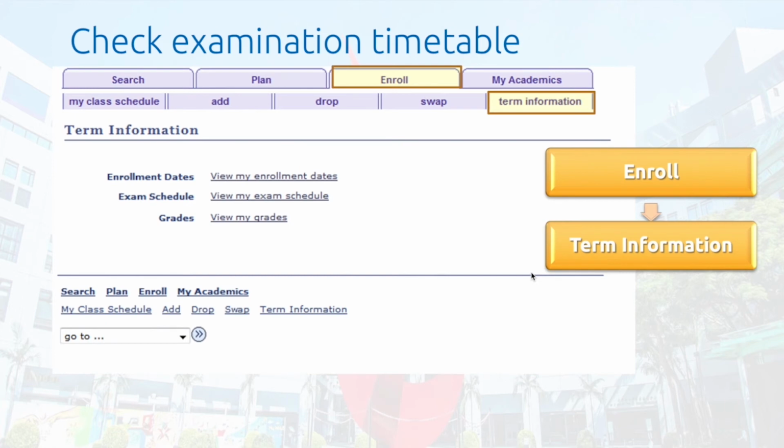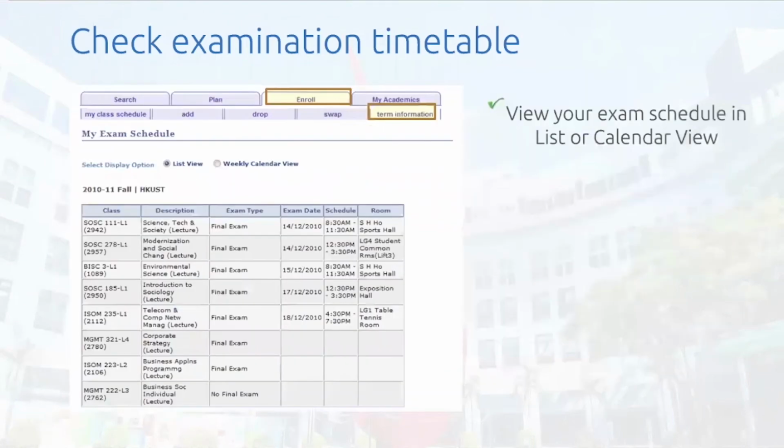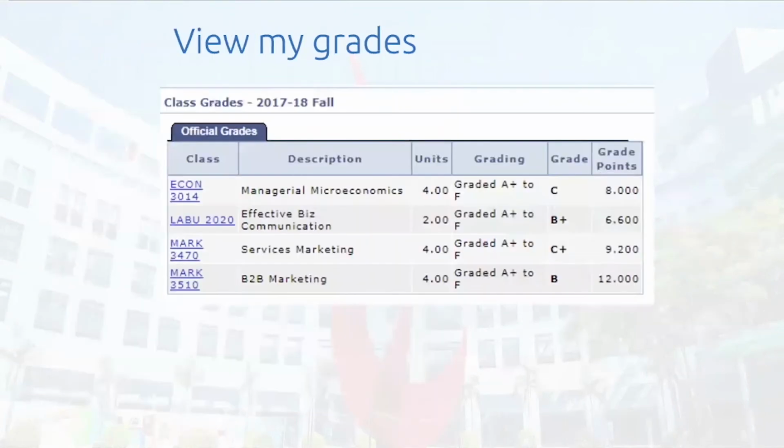After enrolling and studying the courses, for sure, you will need to take exams at last. You can go to the term information under Enroll to see details. This is the page where you can check your examination timetable. You can check your schedule in list or calendar view. And here is where you can check your gradings.